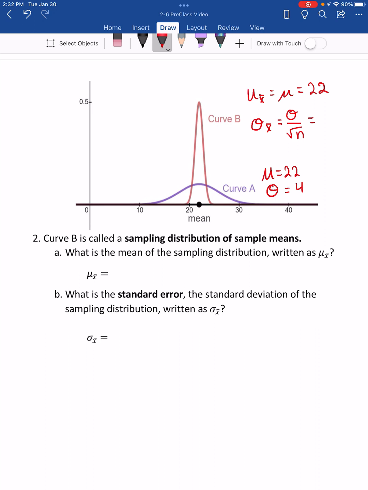In our situation, sigma was 4, and our sample size was 25. We were taking groups of 25. The square root of 25 is 5. So 4 divided by 5 is 0.8. So that's a big difference in the standard deviations between the two. Both of them have the same mean, but one has a standard deviation of 4 and one has a standard deviation of 0.8. Exactly. And we call that standard deviation that we've adjusted, divided by the square root of the sample size, the standard error. Got it.